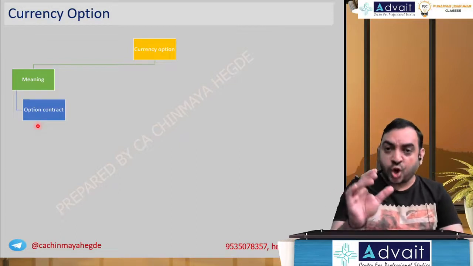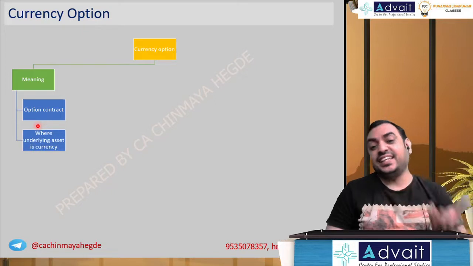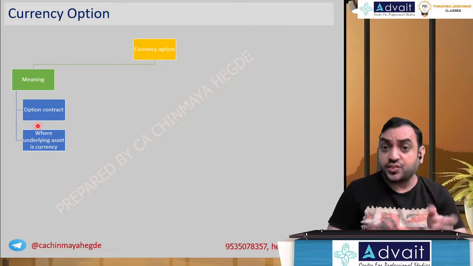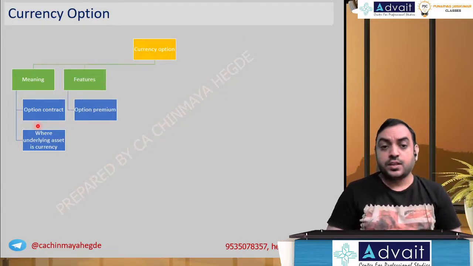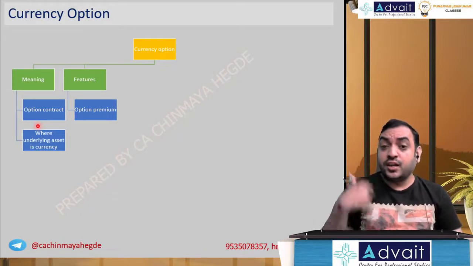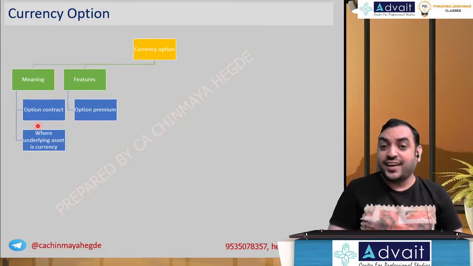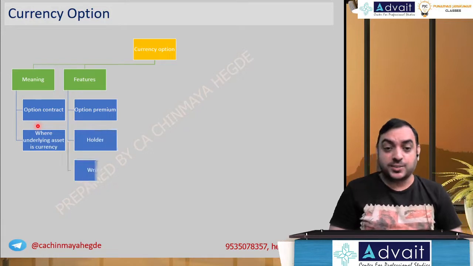It's an option contract where the underlying asset is a currency. We have discussed in the derivative chapter, underlying asset is shares or even index or commodities. Here underlying asset is a currency. So you will have option premium payable by the holder to the writer. Holder gets the right. What right? Right to buy? Not today. On expiry date.